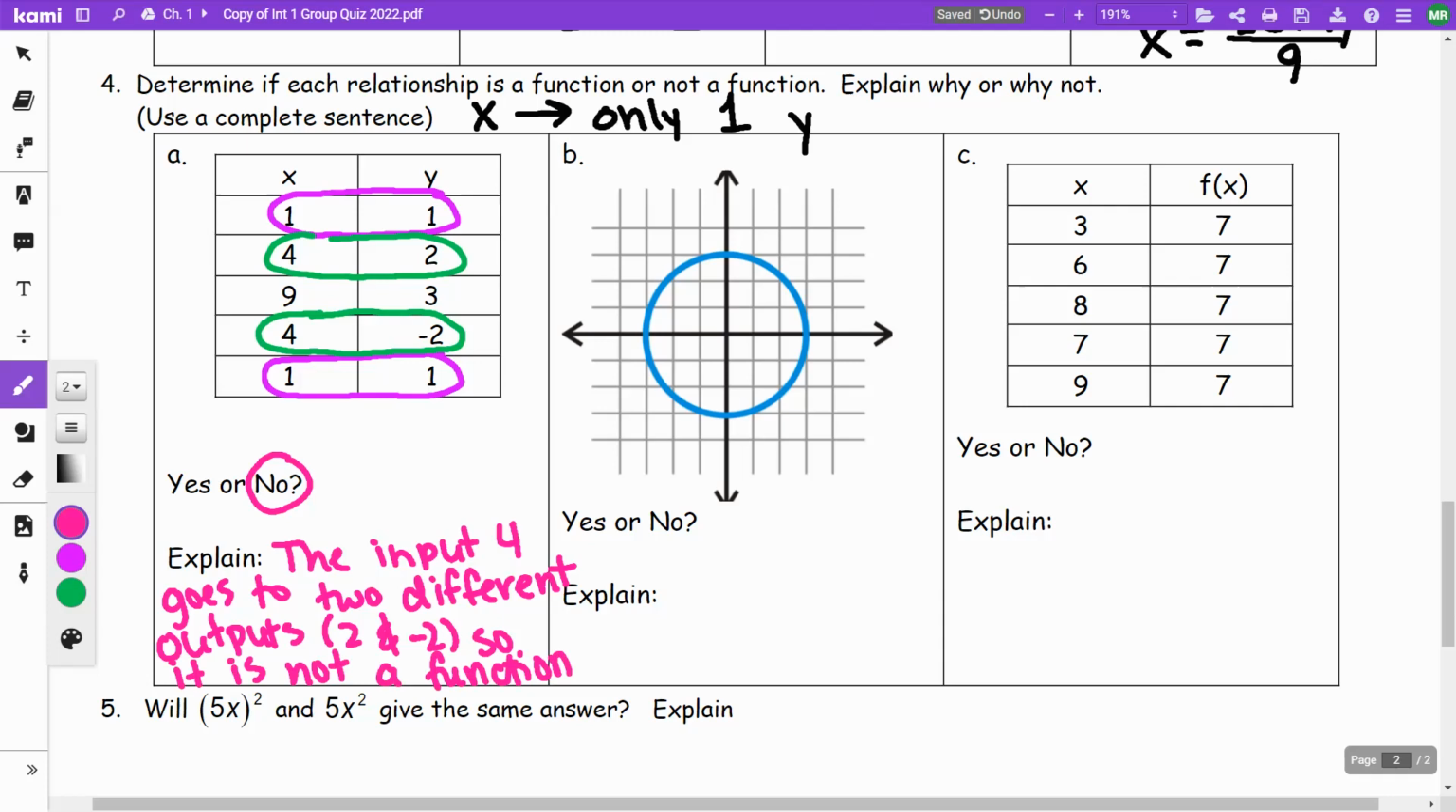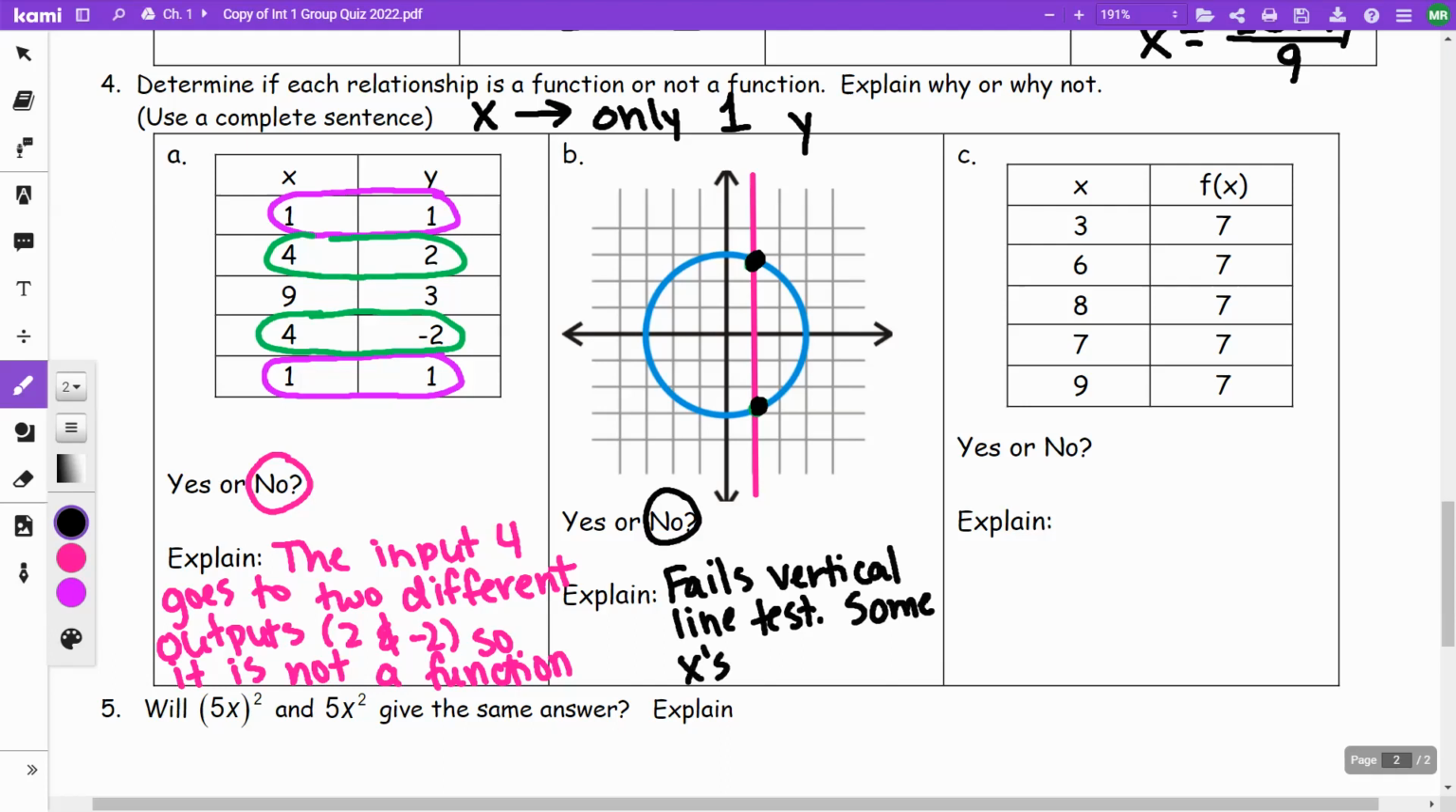On the next one, I'm going to draw a vertical line through my graph. And if that vertical line touches the graph at more than one spot, okay, which it does, it touches here and here, that means that that particular X has 2 outputs. So this is going to be no. Fails vertical line test. Some X's have more than one output.